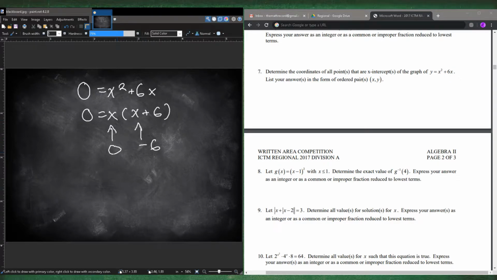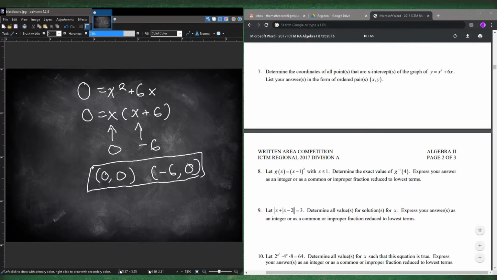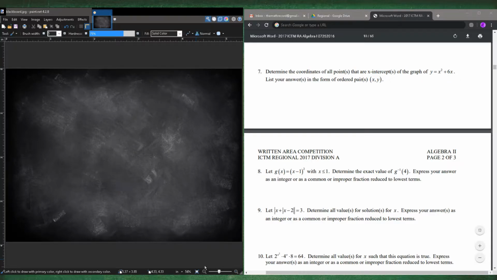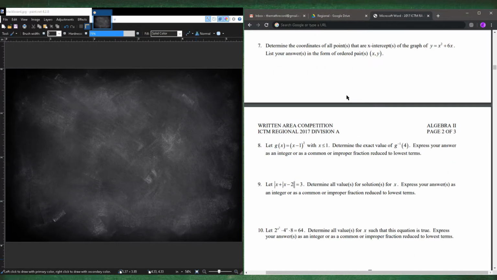So then if we plug in 0 into this equation, it's just going to output 0. And if you plug in negative 6 into this equation, it also outputs 0. Because that's called the x-intercepts. So these are our two answers, (0, 0) and (negative 6, 0). And that's basically it. Just basic polynomial terms.